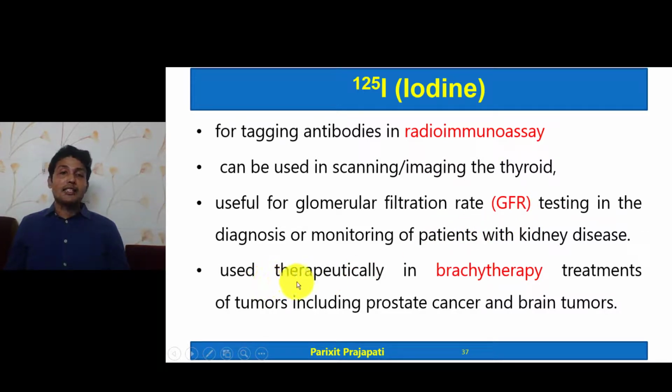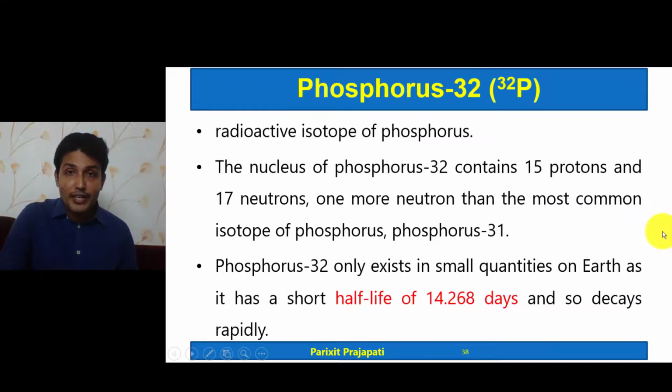Another use is therapeutic, meaning in treatment: in brachytherapy treatments of tumors, meaning cancer, including prostate cancer and brain tumor. In prostate cancer and brain tumor. So that was iodine 125. Now next is phosphorus 32, that is P32.